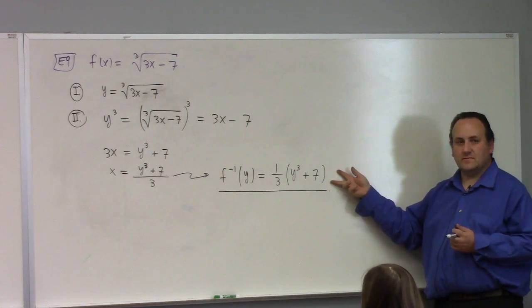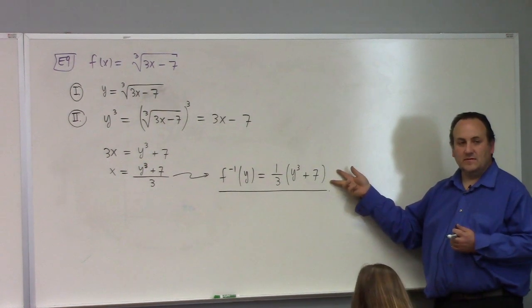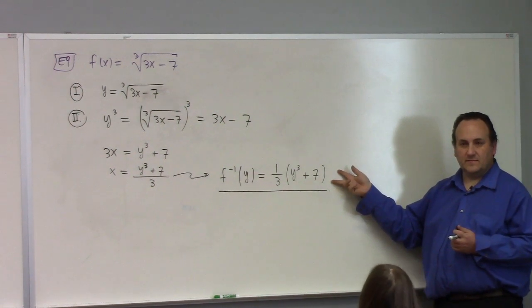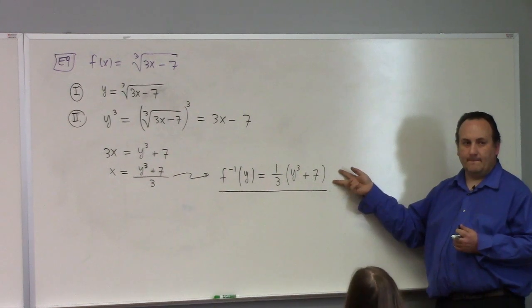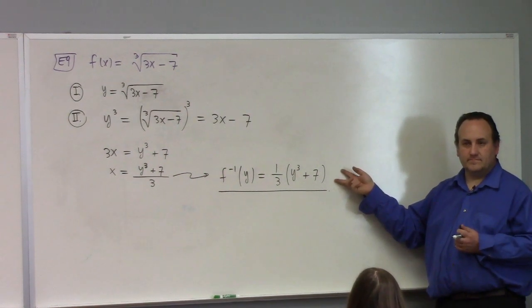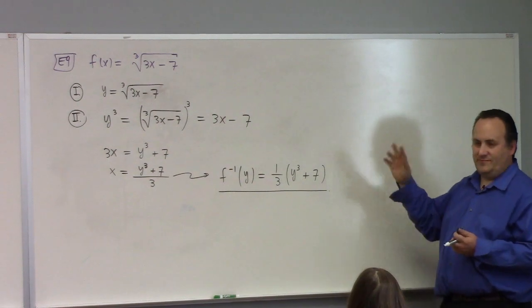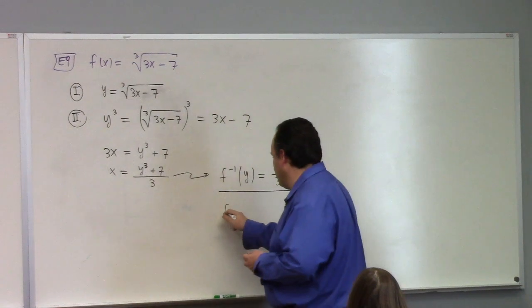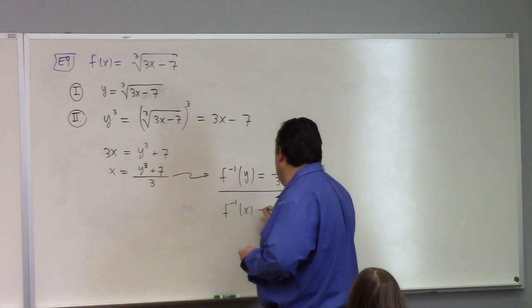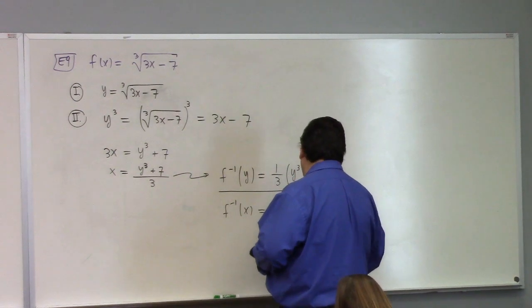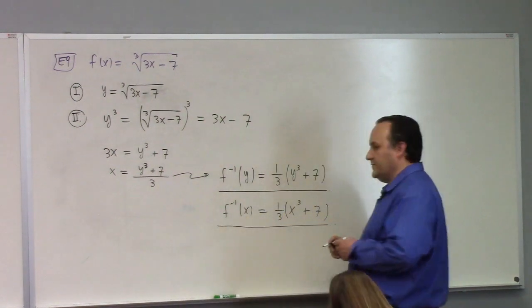So there it is. This is the inverse function. Now, if you wanted to write it in terms of x, what would you do? Basically all you do is put x there instead of y. It's really not an interesting step. You just switch y to x, and there you go. That's the f inverse of x right there.